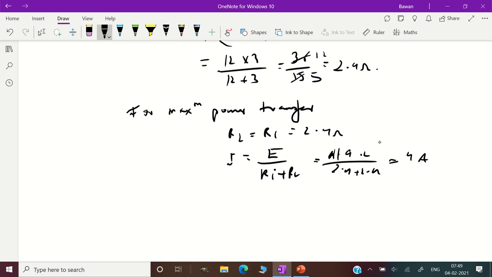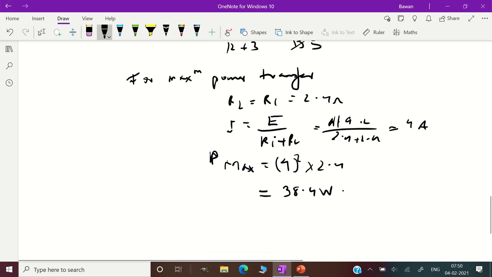So what's the maximum power transfer? Pmax is equal to I square R. So I square is 16, where RL is 2.4. It will give you 38.4 watts, right? Now, you can easily show that the efficiency eta is equal to 50% for this one, the same way we showed earlier in an earlier session.